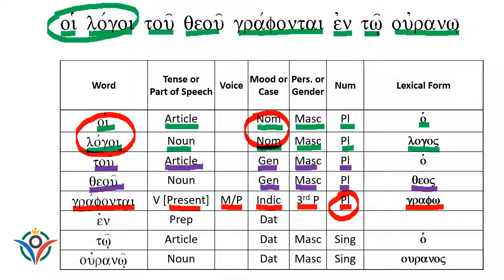All right, let's carry on. Here we have en, which is a preposition. And why do I say dative? Because we know that en takes its object in the dative case. That's why I wrote dative there. So look there. Tō, the article, is in the dative case. It's masculine, singular. And the noun that it's modifying is also dative, singular, masculine, and that is ouranos, which is heaven. So based on this information, let's now translate this verse.